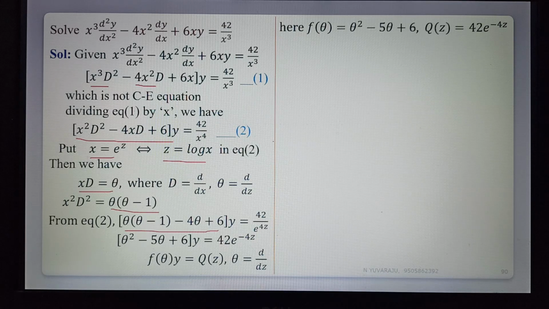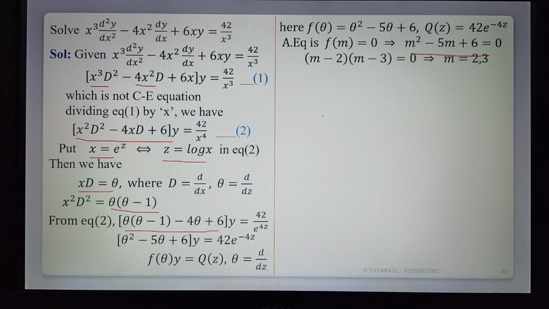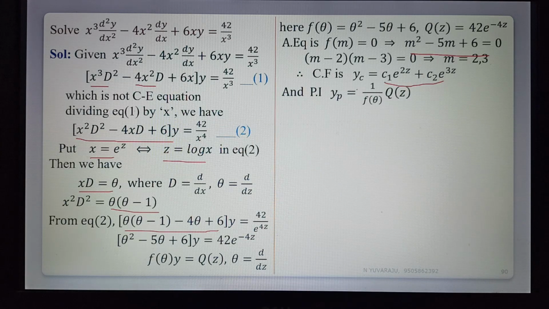Now finding the complementary function, take the auxiliary equation, m square minus 5m plus 6 is equal to 0. The roots are 2, 3. So yc is equal to c1 into e power 2z plus c2 into e power 3z. Then yp is equal to 1 by f of theta into Q of z, that is 1 by (theta square minus 5 theta plus 6) into 42 e power minus 4z.